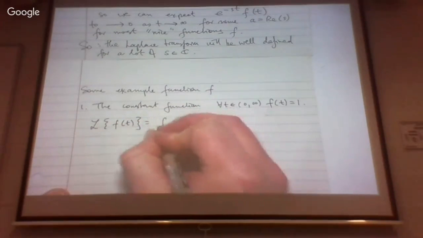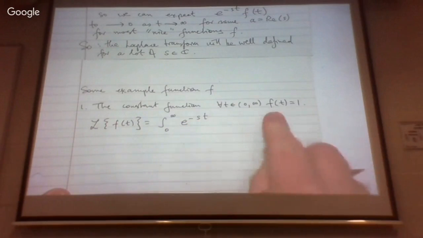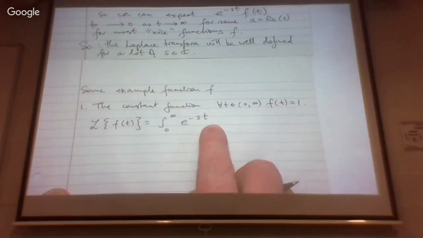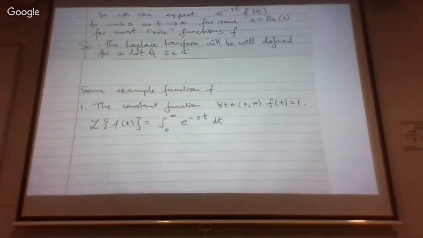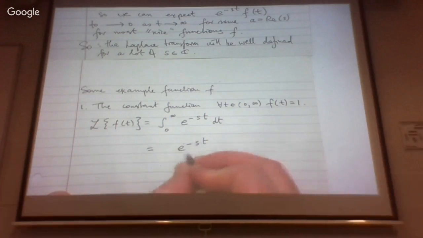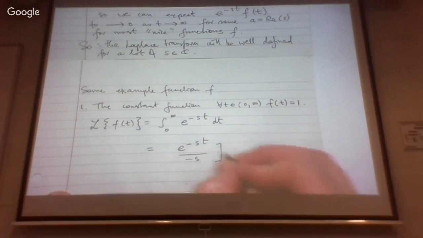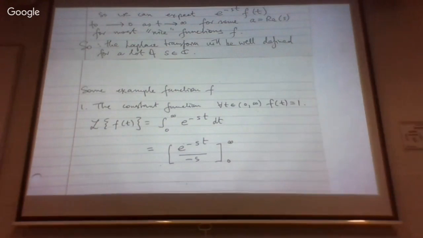Well, according to the rule, it's the integral from 0 to infinity, e to the minus st, multiplied by f of t. But f of t is just the constant 1 here. So that's simply the integral of the exponential. The integral of the exponential is e to the minus st over minus s. And we've got to evaluate that at 0, and as t goes to infinity.